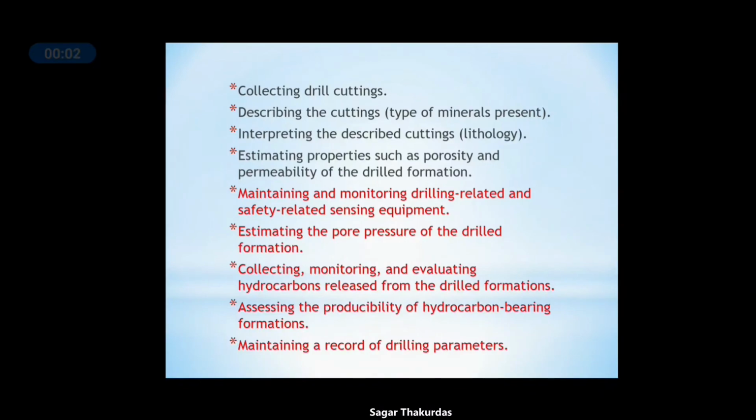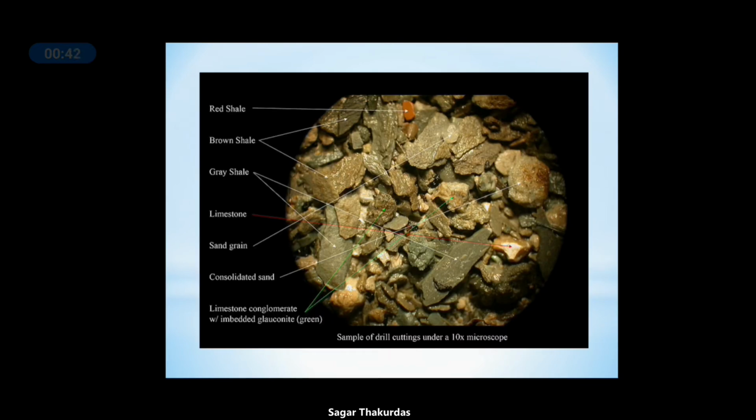So the procedure involves collection of drill cuttings received from the bottom or from the subsurface, then cleaning of these cuttings, and after cleaning these cuttings are observed under the microscope. Then you have to describe the drill cuttings, then you have to find out the lithology or if there are any fossils, and also find out the porosity and permeability of the drilled formation. So these are important points and you can go through the remaining points also. So this is how it looks. I have shown you previously also.